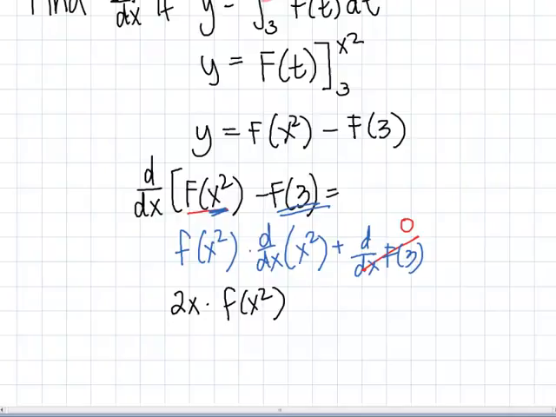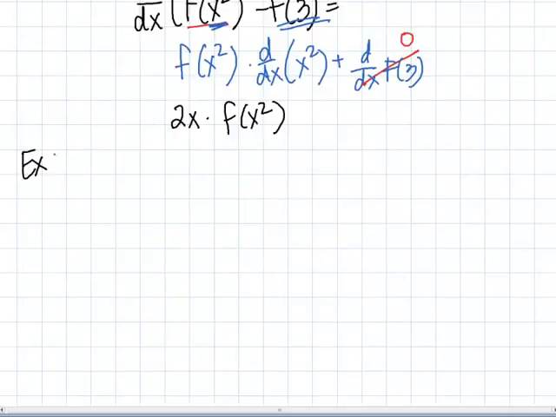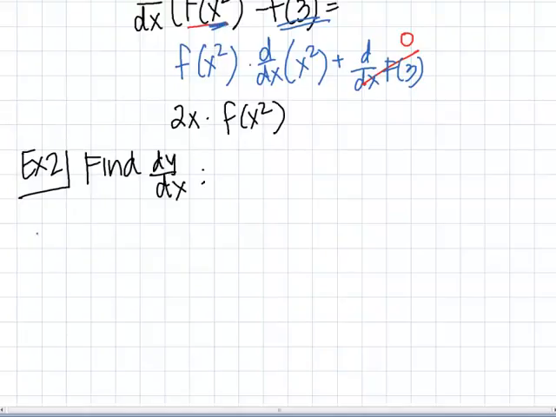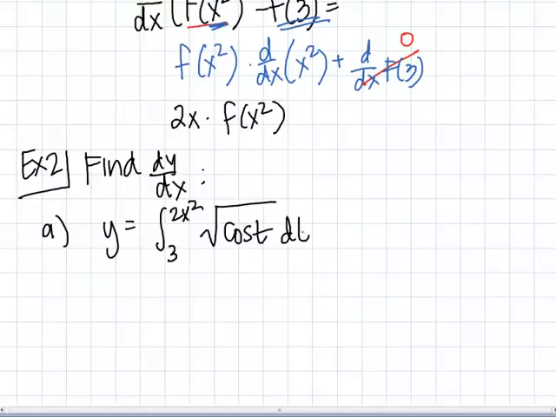So let's take a look and do a few more examples. So let's find dy/dx. Let y equal the integral from 3 to 2x squared of the square root of cosine t dt. Okay, and again, just like yesterday, the derivative of the integral is just the function itself. But again, what's different today is that we have a function other than just a simple little x up in our upper limit.